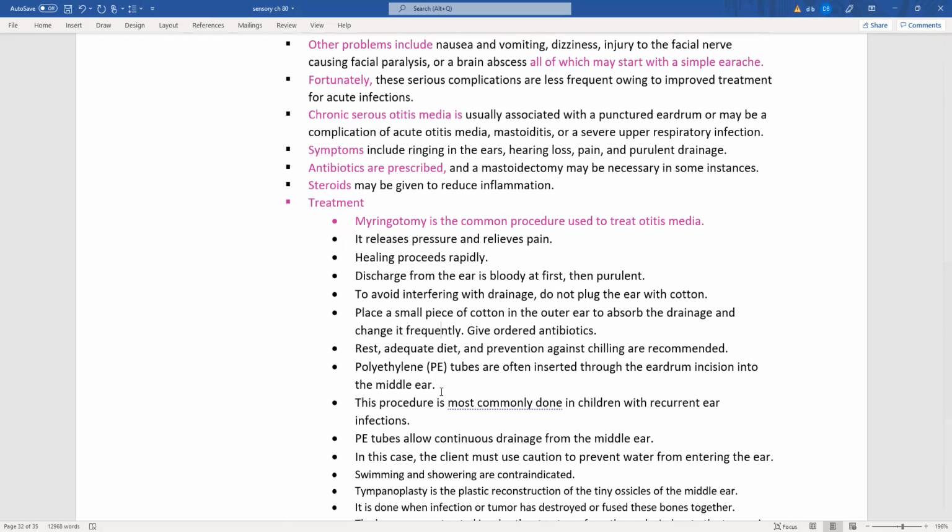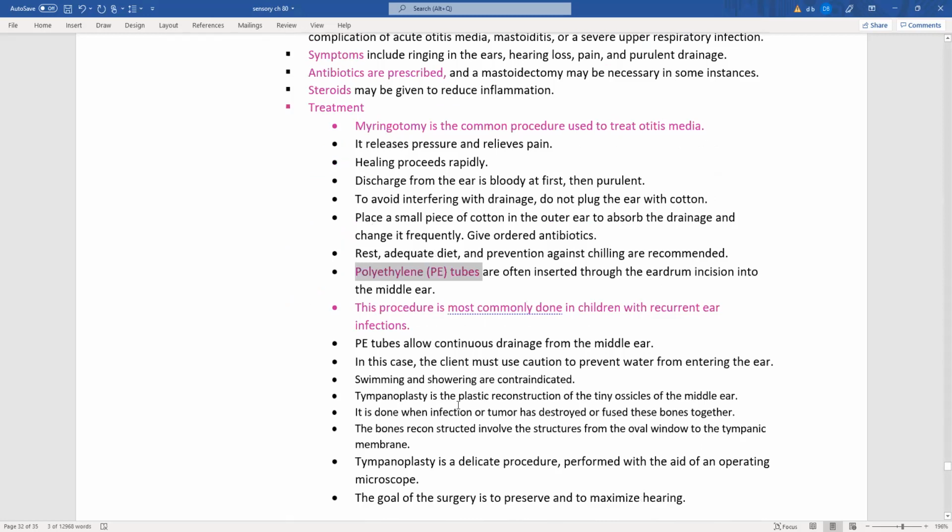The PE, which is polyethylene tubes, are often inserted through the eardrum incision into the middle ear. This procedure is commonly done in children with recurrent ear infection. PE tubes allow continuous drainage for the middle ear. In this case, the client must use caution to prevent water from entering the ear. Swimming and showering, don't do it.